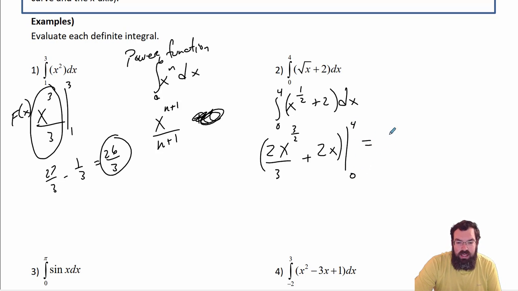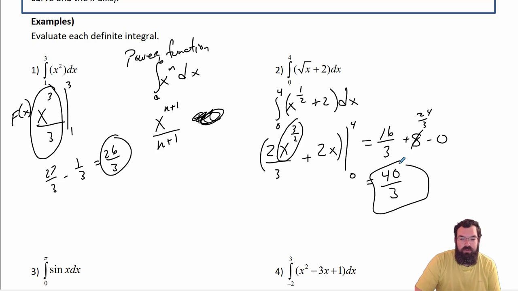If I put the 4 into here, I do the third power first, so 4 to the third is 64. The half just means it's square rooted. So 64 square rooted is 8. 8 times 2 is 16 over 3 plus 8. Then if I plug 0 in there and subtract it, I get minus 0. And this is 24 over 3, so 40 over 3 is our answer there. Let's scroll on down.